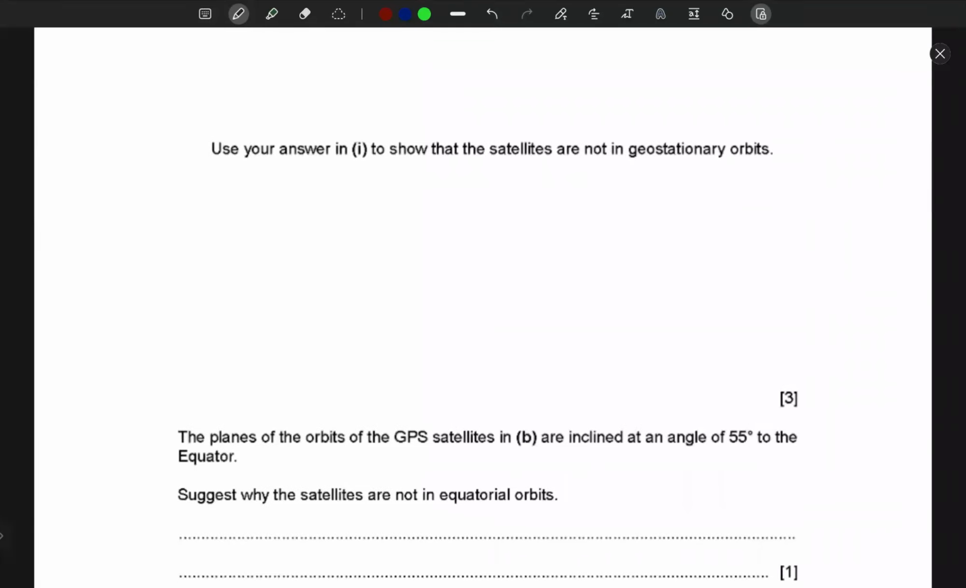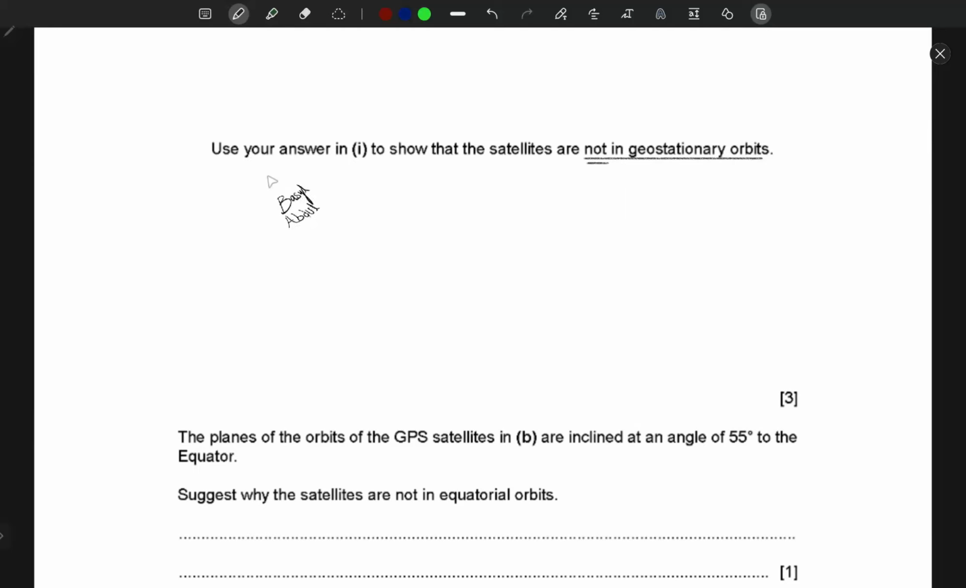Okay, so here it says to use your answer in part 1 to show that the satellites are not in geostationary orbits. So we have to show that the satellites are not in geostationary orbits. Can someone tell me a quantity that can mathematically describe geostationary orbits? How do I define geostationary orbits using a mathematical expression?